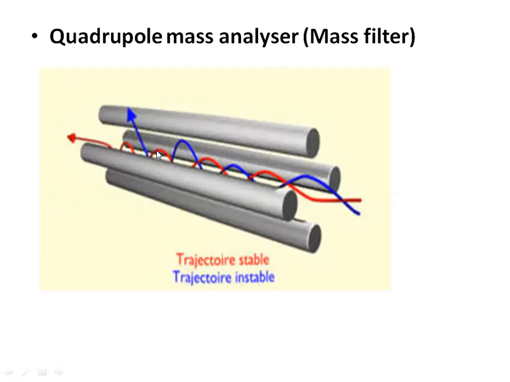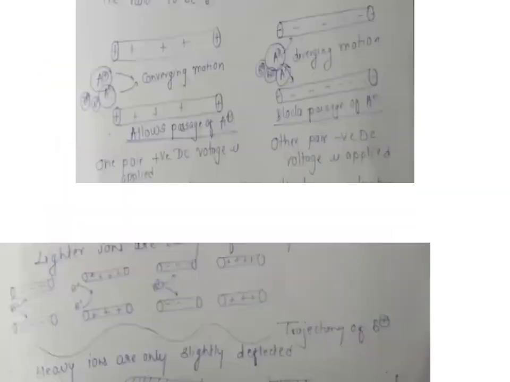Blue showing unstable means all those ions are going to be lost in the analyzer itself. They will collide onto its wall, while the ion which has a stable trajectory is going to travel through the quadrupole, and it will finally hit the detector. So we'll see how this quadrupole works. As I've said, there are four hyperbolic cylindrical poles. Onto those poles, we apply an AC or RF voltage, which is going to have higher magnitude. At the same time, we also apply a DC voltage of lower magnitude.